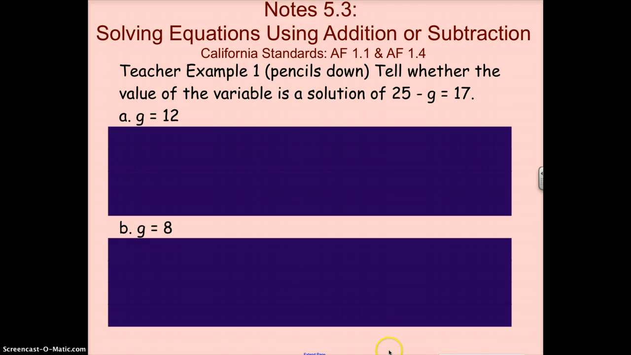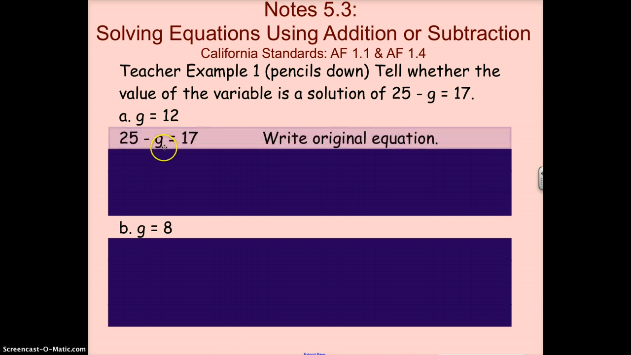Okay, let's take a look at our teacher example. Go ahead, put your pencils down, and just follow along. Tell whether the value of the variable is a solution of 25 minus g equals 17. So all that we're doing here, we're essentially just doing the check. So you can imagine that someone else solved this problem, and you are being asked to check their work. So they're telling you that g equals 12. That's when they plugged it in, they solved it, they got 12. You need to check and see if that's true.